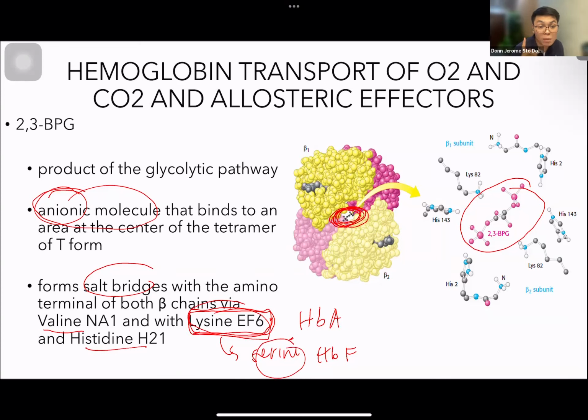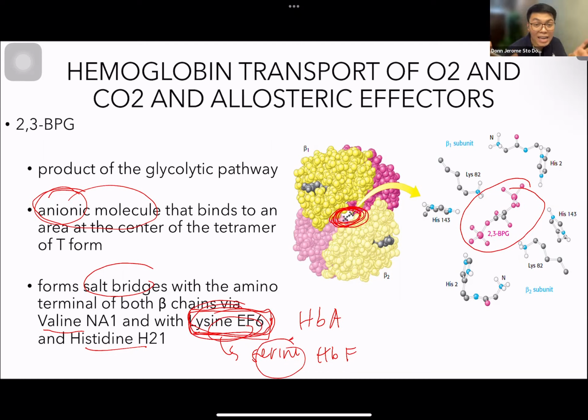Okay, so will 2,3-BPG bind more to adult type of hemoglobin or fetal hemoglobin? Adult hemoglobin, right? Because it has lysine. Now, when you have high 2,3-BPG, will you release oxygen? Yes.